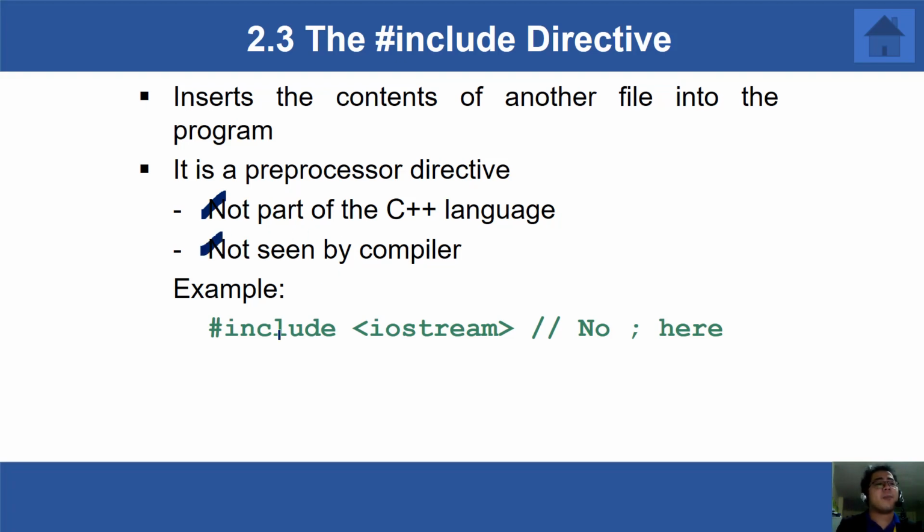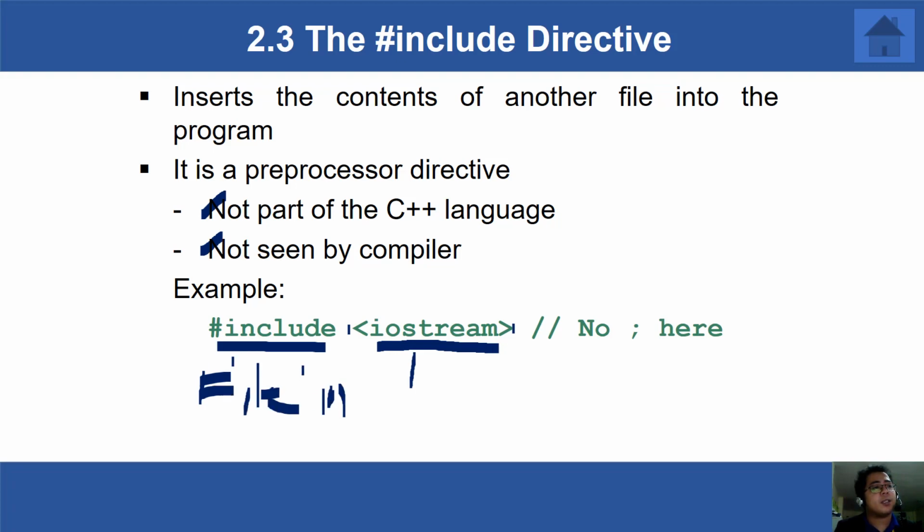Okay, example. So, dito, ang ating hashtag and then include. So, merong angle braces, angle brackets rather. Yung file natin, meron tayong dalawang klase. Okay? Ang tawag kasi natin dito sa number include dito is file inclusion. Okay? So, mag-i-include tayo ng file. So, dalawang klase ng file meron.